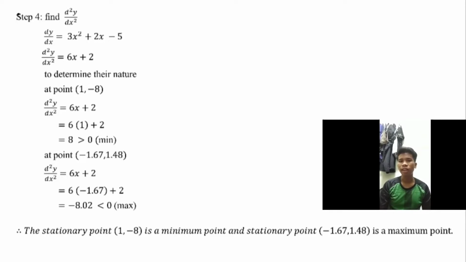Lastly, we must find the value at the point negative 1.67, 1.48. As usual, we just enter the value: d squared y per dx squared equals 6x plus 2, and we enter the value of the point, so it becomes 6 times negative 1.67 plus 2. The result is negative 8.02, which is less than 0, so it is a maximum. Okay, done.